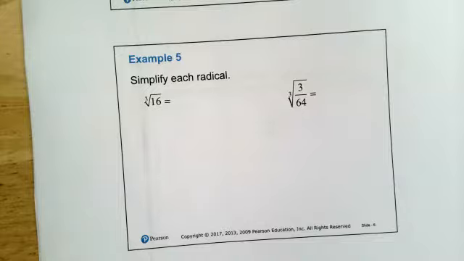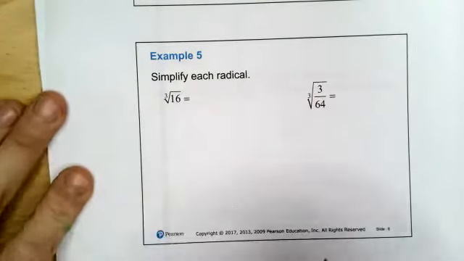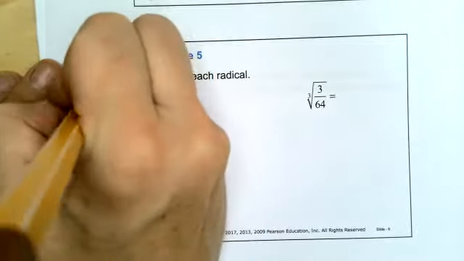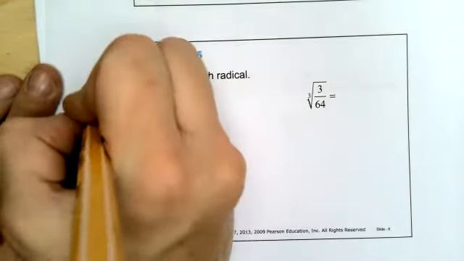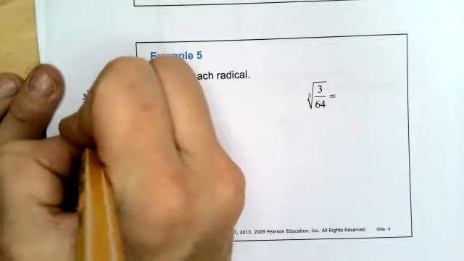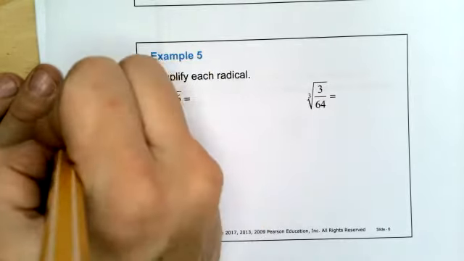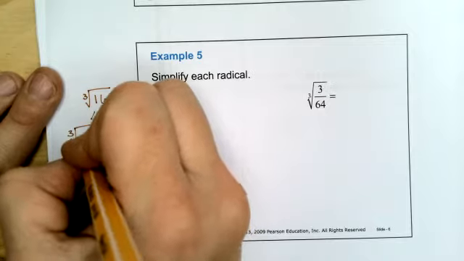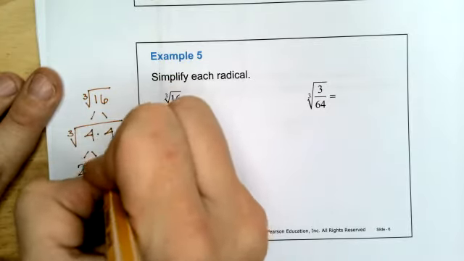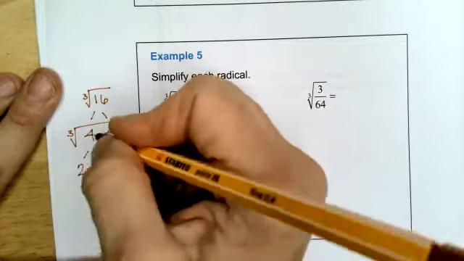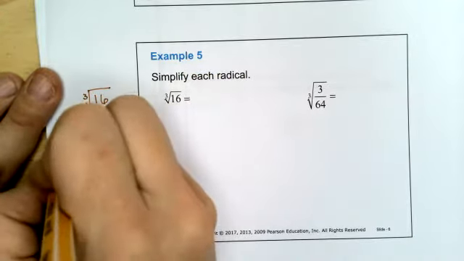Example 5, simplify each radical. Don't forget to include the 3. Okay, so we have the cubed root of 16, and maybe you just know cubed roots, and that is completely fine. The cubed root of 16, we're going to go with 4 and 4 for my factor tree, but you can do whatever you'd like. You can do 2 and 8. 4 becomes 2 times 2. 4 becomes 2 times 2. So we took 16, we made it 4 times 4. Then we made it 2 times 2 times 2 times 2.